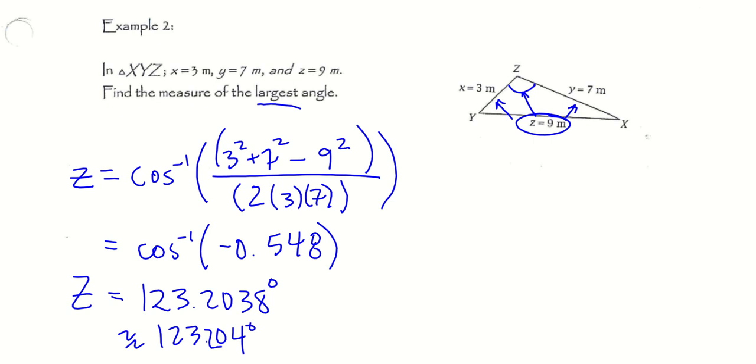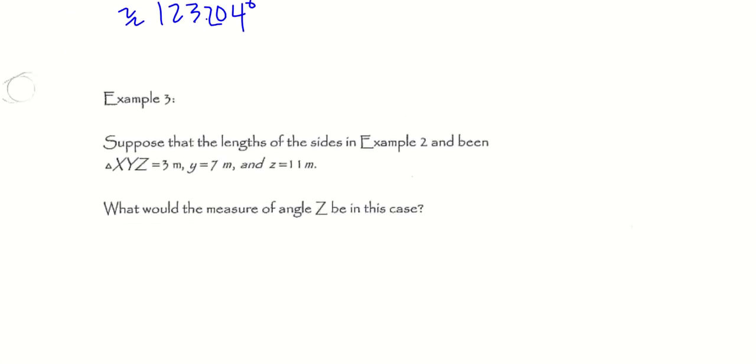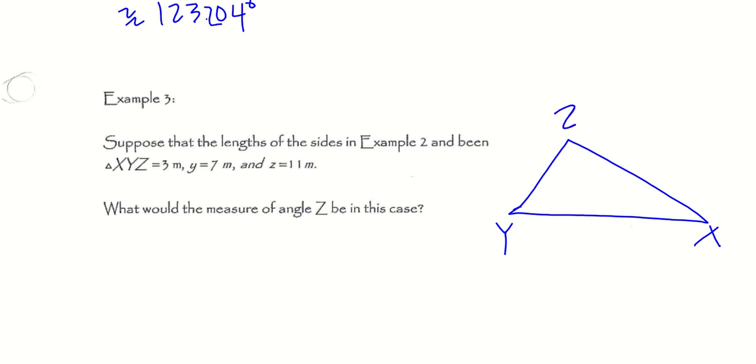All right, one last example here. Suppose that the lengths of the sides in example 2 had been 3, 7, and 11. When you're solving triangles, I recommend that you sketch one. So this is X, this is Y, this is Z. X is 3, Y is 7, and Z is 11 meters.